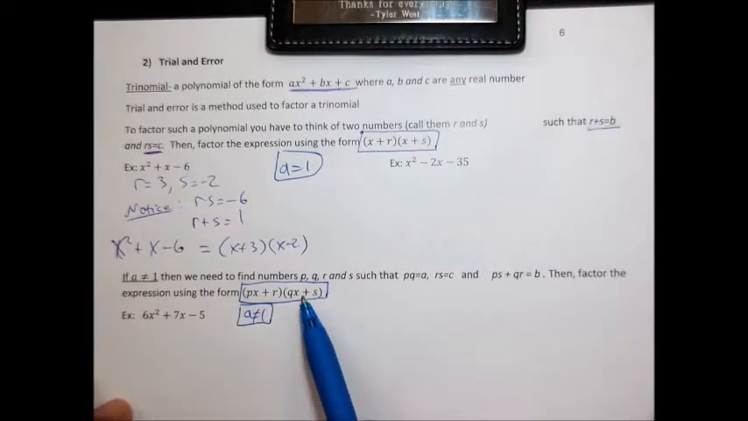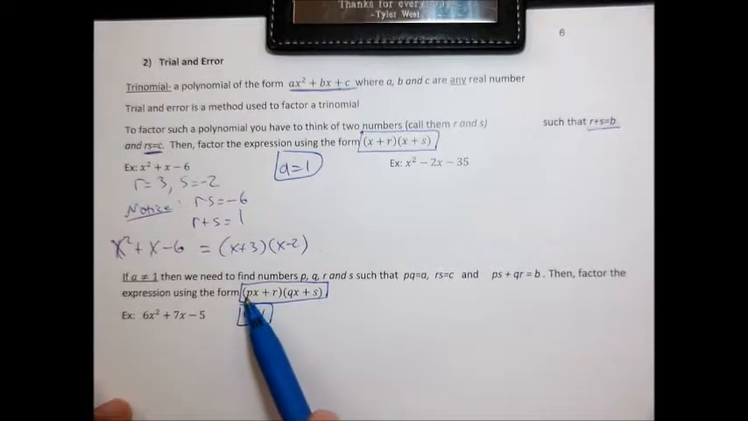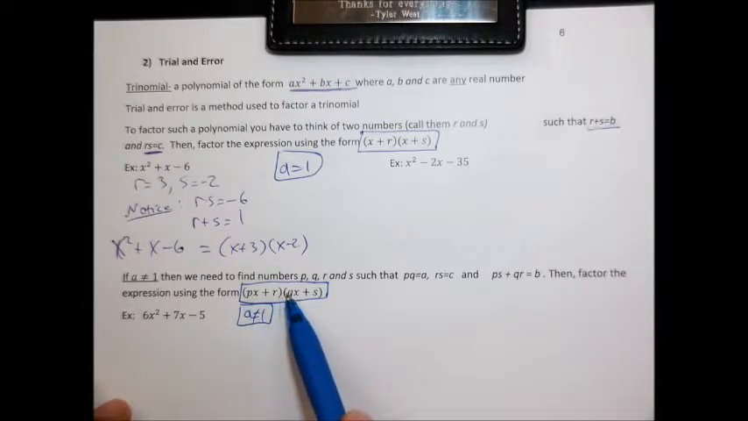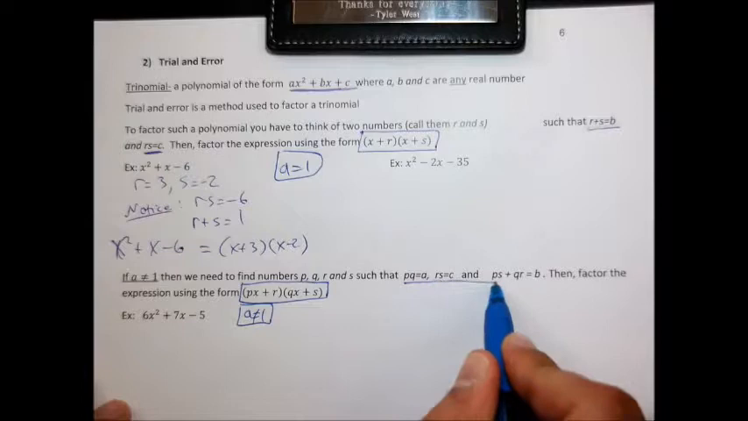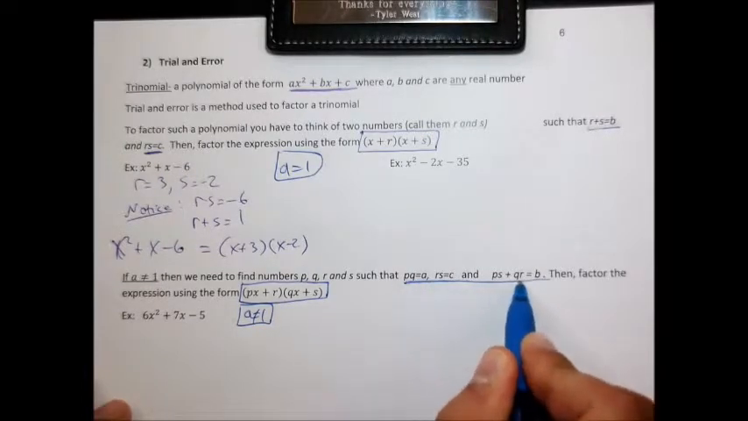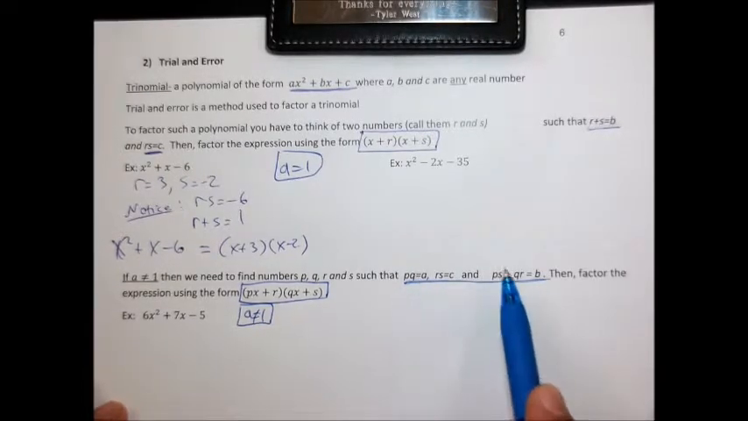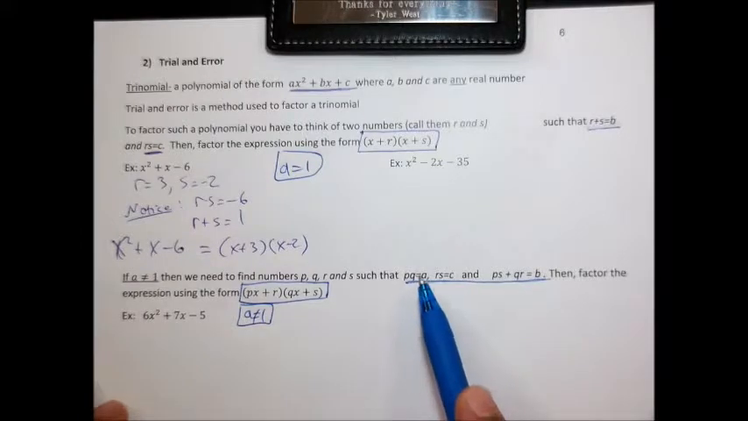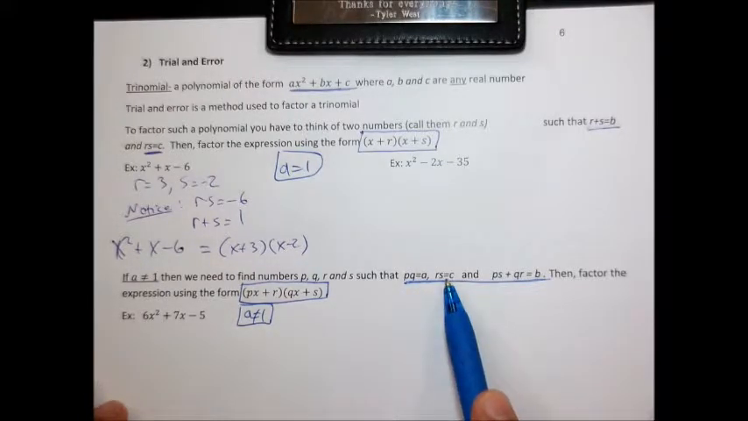It's going to look something like this, where there's no longer a coefficient of 1 in front of the x. And when we multiply all that out, what we need are these things to be true. Don't get too caught up on this. I just know some people like to see formulas sometimes. But we need the factors of A, P and Q. And we need factors of C, that I'm calling R and S.